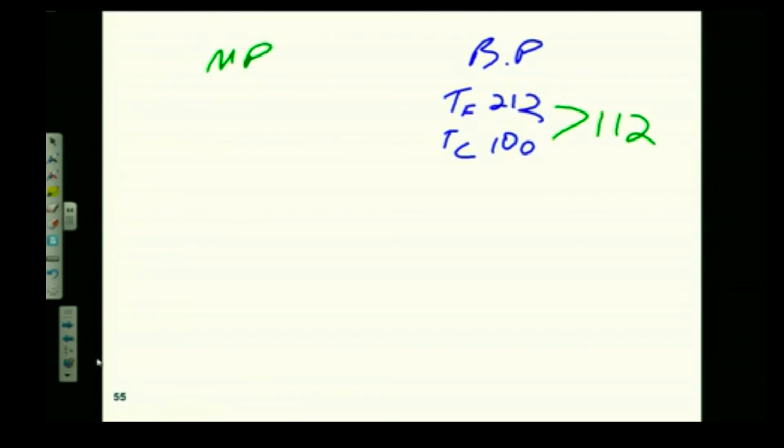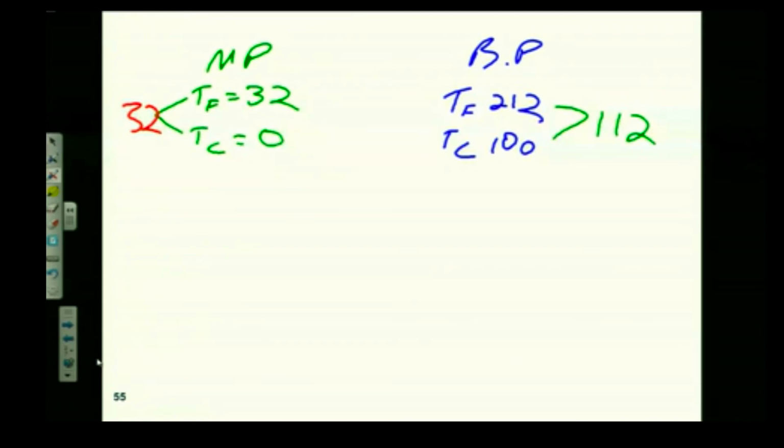Well, the melting point is 32 and 0. So this difference is, what does it look like's happening? They're getting closer together, aren't they? And eventually, we always think about Fahrenheit as being greater than Celsius, but once you get below negative 40, then the Celsius number will be greater than Fahrenheit.